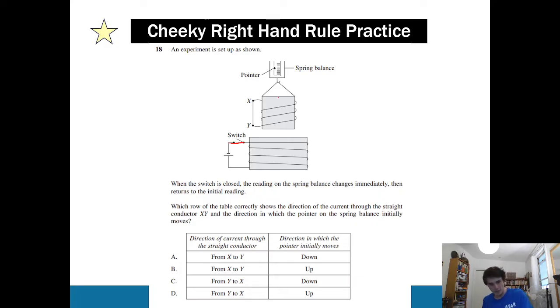So, if our switch closes, we've got a complete circuit around this lower electromagnet down there. So yes, you can answer the question if you feel confident. This is a fairly tricky question.